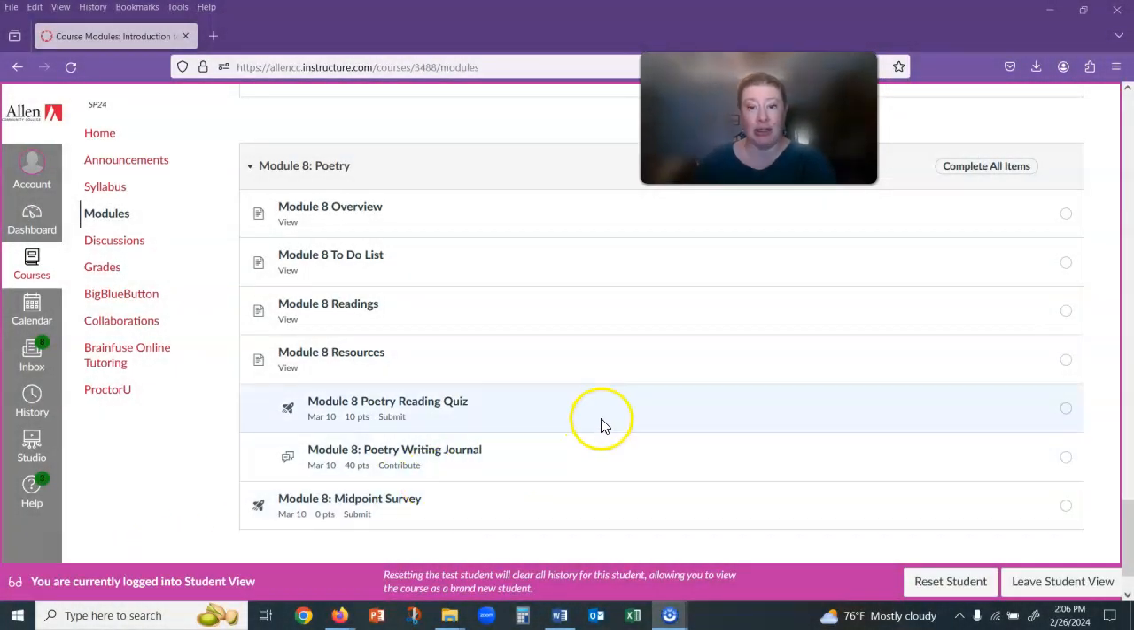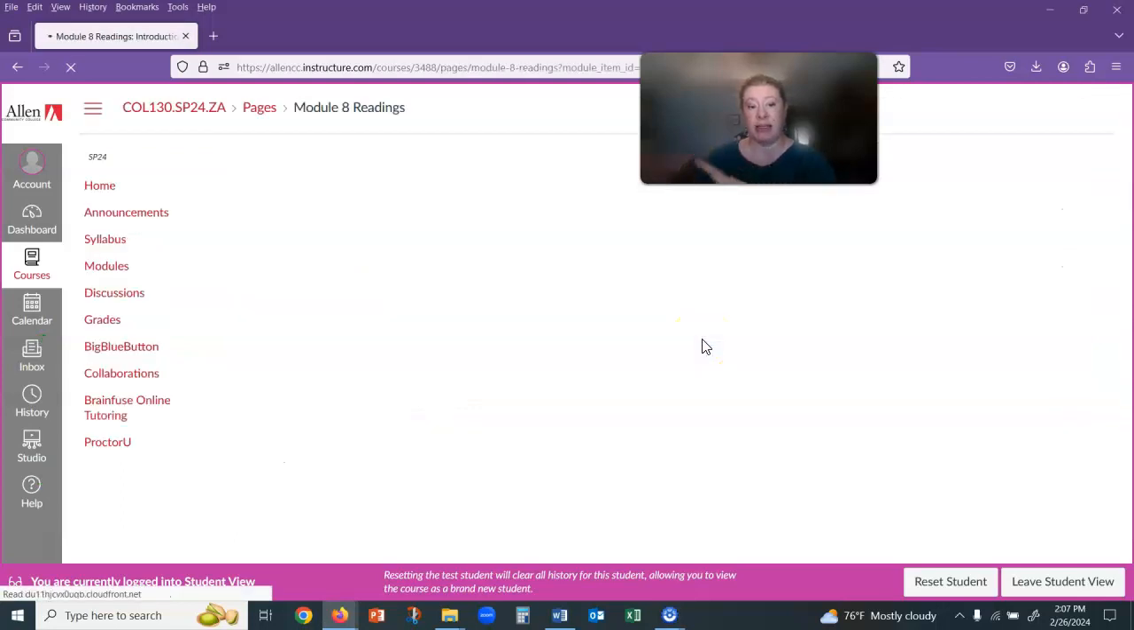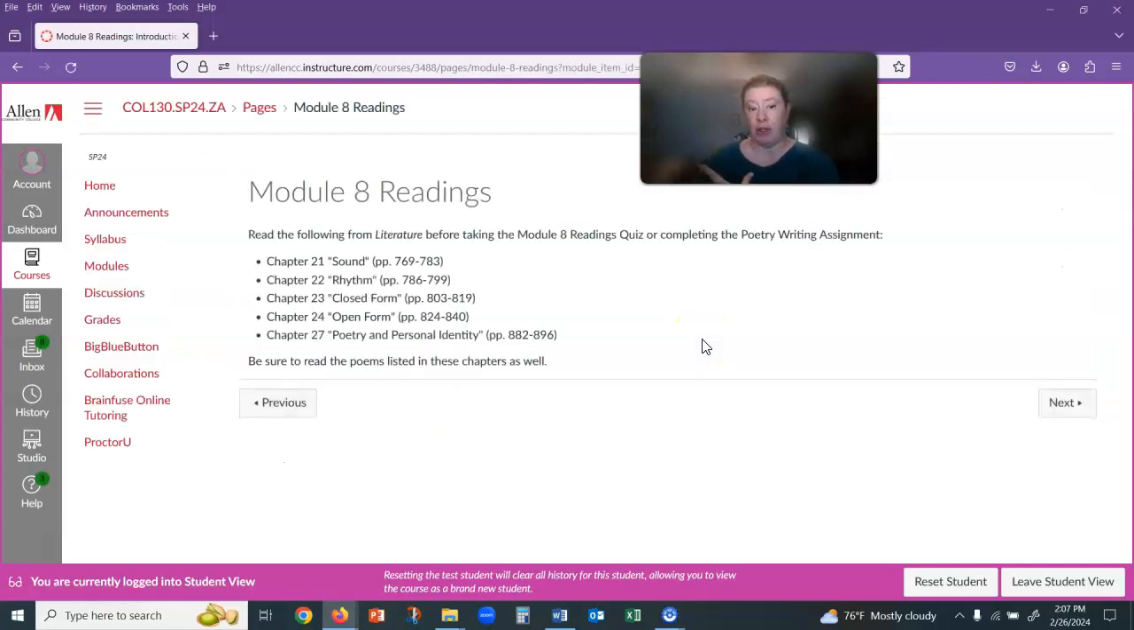So we are continuing with our poetry discussion. This is just the basic readings and quiz and a little bit of writing about poetry before we get into the exam and then the next essay assignment. The readings for this are the second half of the major poetry chapters, anyway.